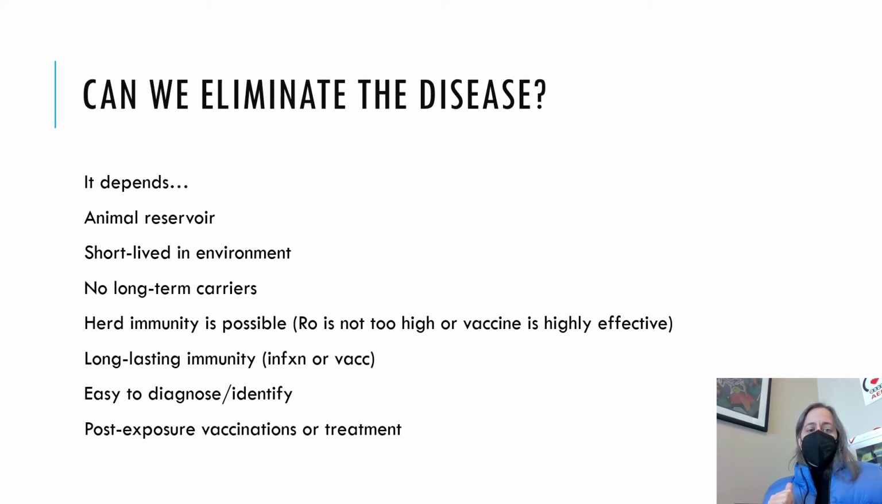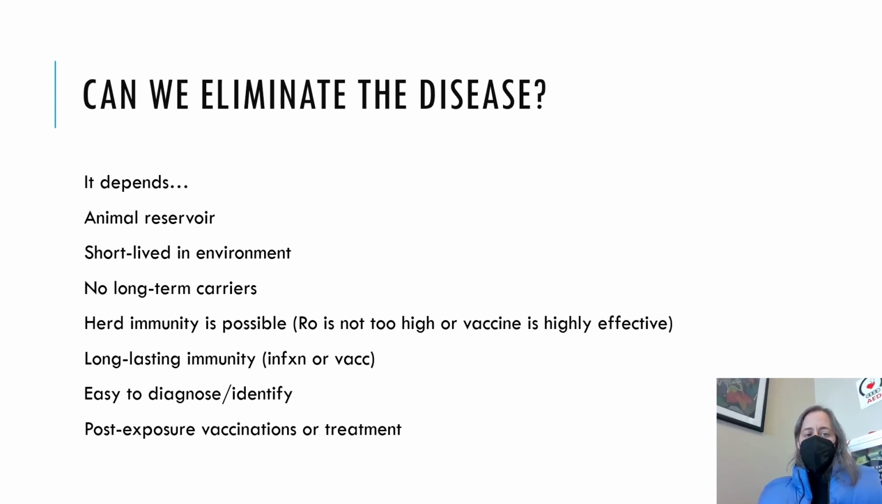The next criteria: is herd immunity possible? In order for herd immunity to be possible, your R0 can't be crazy high, and/or you need to have a vaccine that's highly effective and that the population is willing to get. You have to be able to achieve high levels of community immunity. And if you can't do that, then herd immunity is not going to be possible.